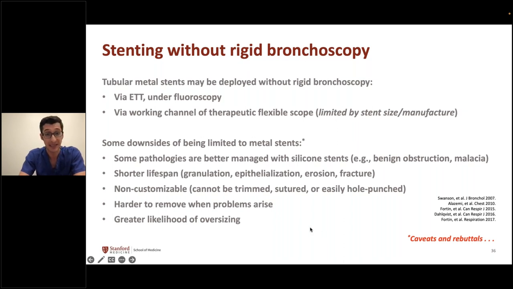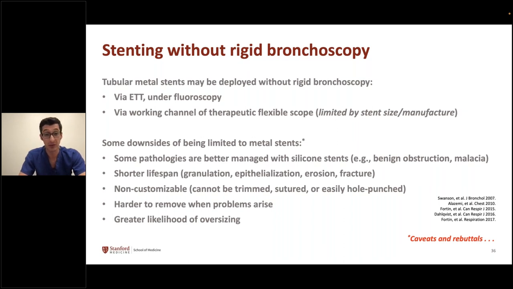There are some downsides of being limited to metal stents. Metal stents are fantastic, and there are a lot of things that they're really excellent for. However, some pathologies, as of the data that we have, which is limited, are better managed with silicone stents, and these include things like benign obstruction or malacia. Some of this has to do with the fact that these are patients that are expected to survive longer, and they're patients that may have stents in for a longer period of time.